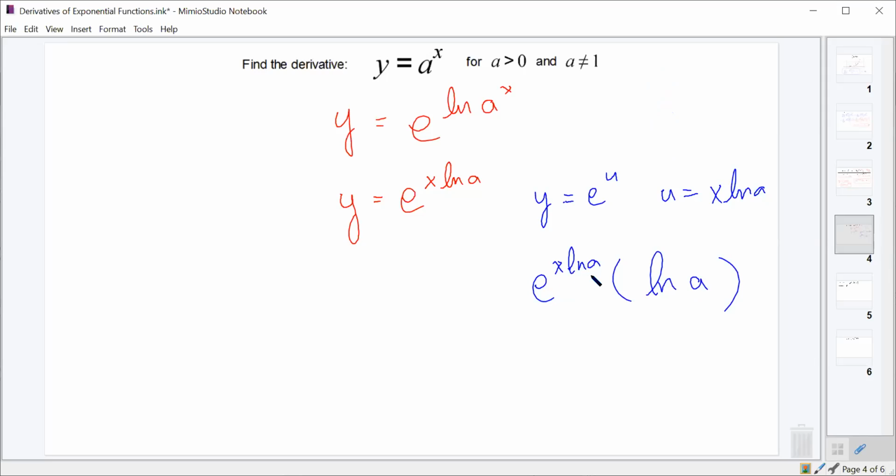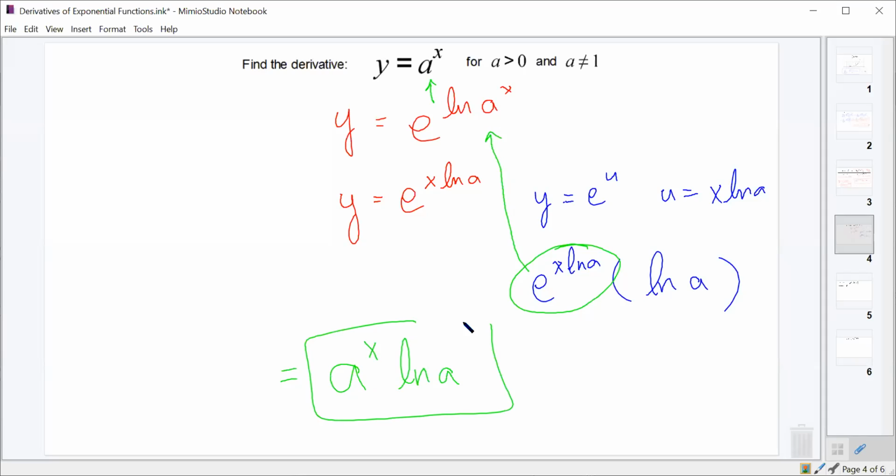So this is our derivative. It's e to the x natural log a times natural log a. But it'd be cool if we could rewrite e to the x natural log of a. Right? What is e to the x natural log of a? It's the same as e to the natural log of a to the x, which is the same as a to the x. So we can say this derivative is a to the x natural log of a.